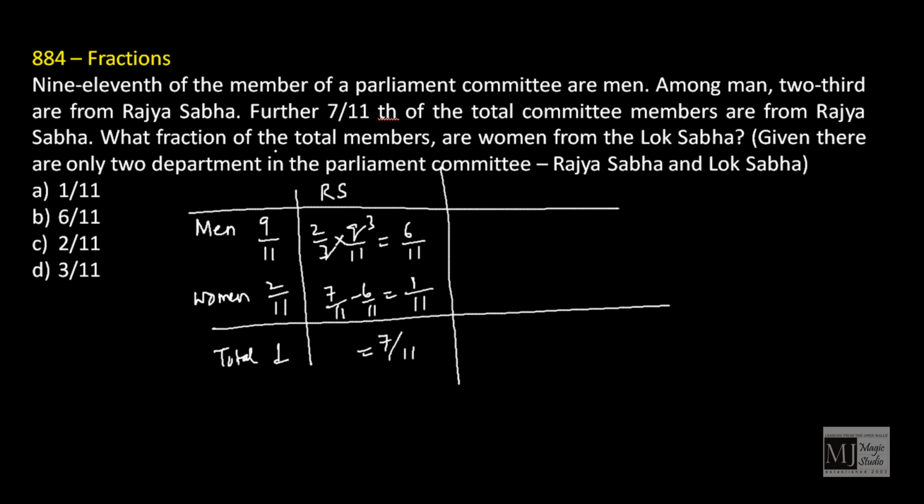What fraction of the total members are women from the Lok Sabha, given there are only 2 houses? Okay, so this is Lok Sabha. We need what fraction of the total members are women from the Lok Sabha. Total women are 2 by 11, so Lok Sabha would be 2 by 11 minus 1 by 11. That is 1 by 11.